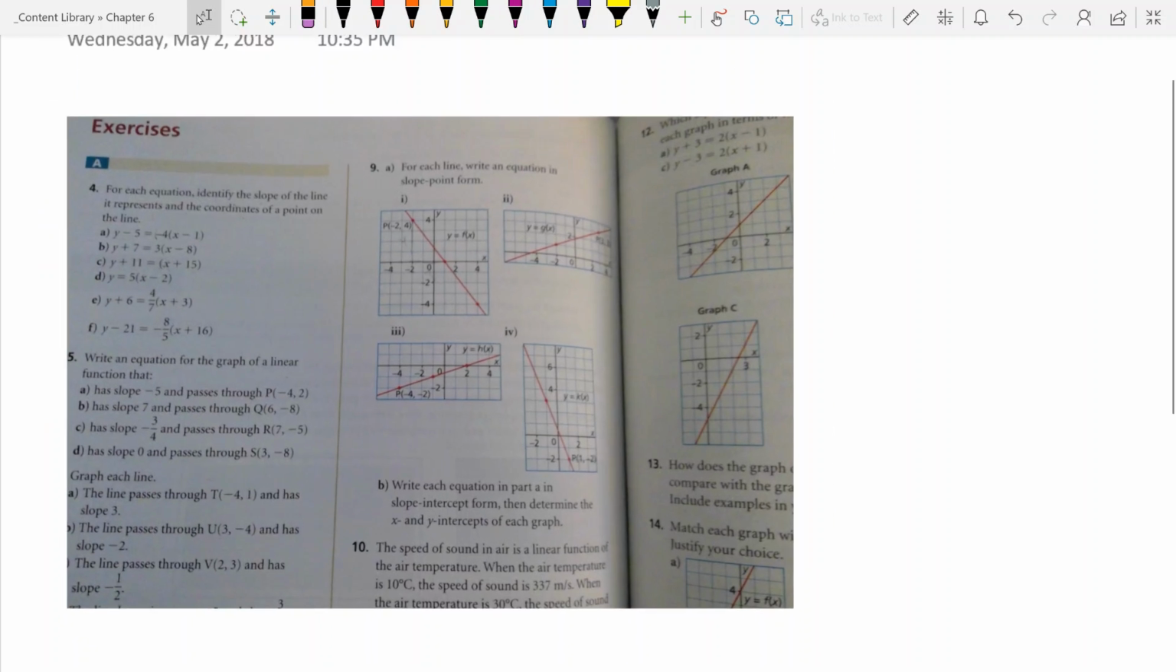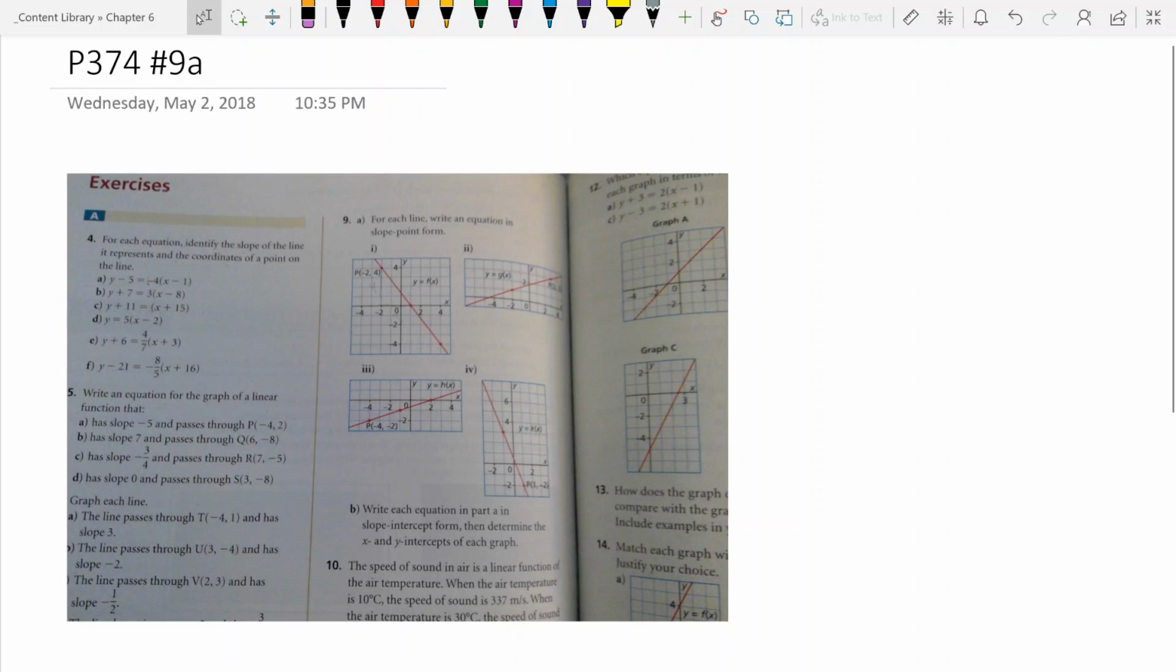Alright, so we're looking at page 374, number 9a, this one right here. For each line, write an equation in slope point form. So we'll just do the first one. When we're looking at this, we're going to do two things. The very first thing we always want to do is find the slope. To do the slope, just do rise over run.